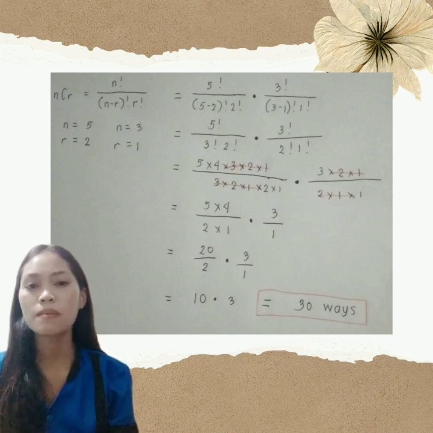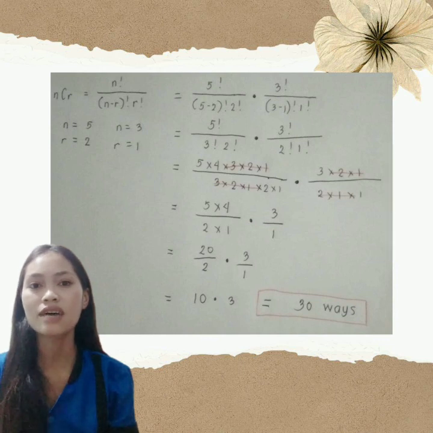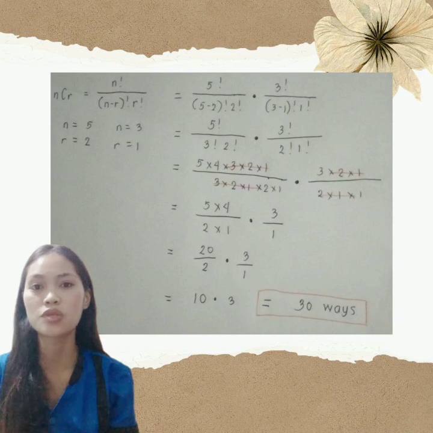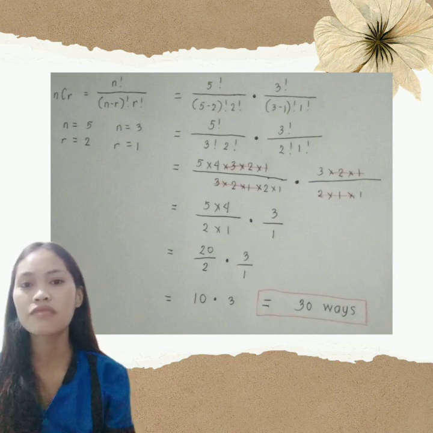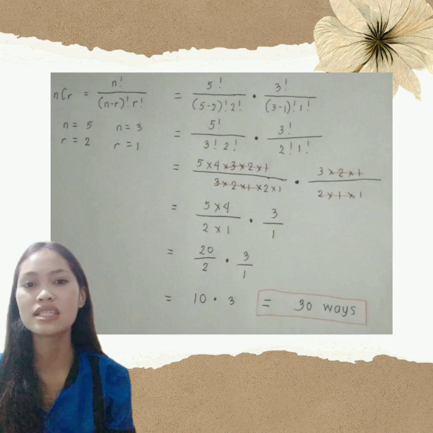Then to easily multiply or get the answer, cancel out the same values. So cancel 3 times 2 times 1 and 2 times 1. And now, we have 5 times 4 divided by 2 times 1, times 3 divided by 1. 5 times 4 is equal to 20 and 2 times 1 is equal to 2. Then now we have 20 divided by 2 times 3 divided by 1.